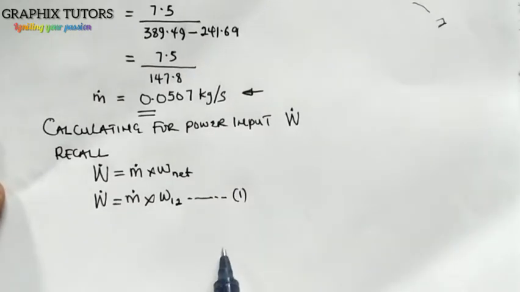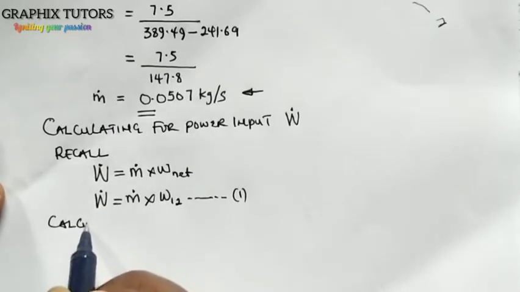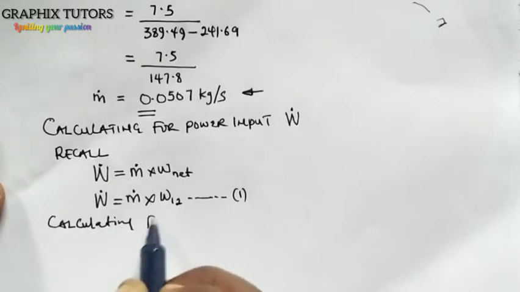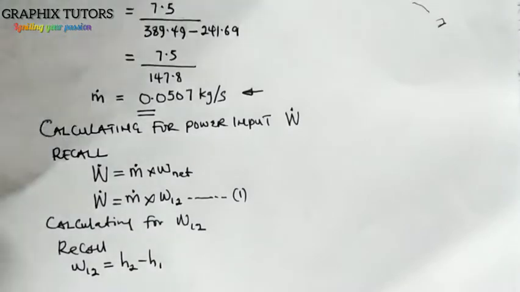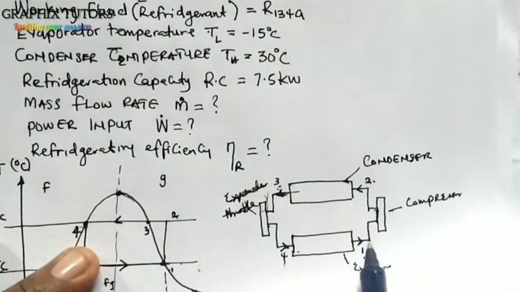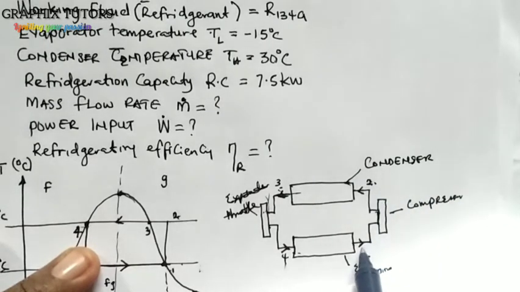Now what I will do is write calculating for W12. Is that taken? So we'll put recall W12, the work transfer, is equal to H2 minus H1, just like I showed you earlier. Higher temperature minus lower temperature, or higher state minus lower state.